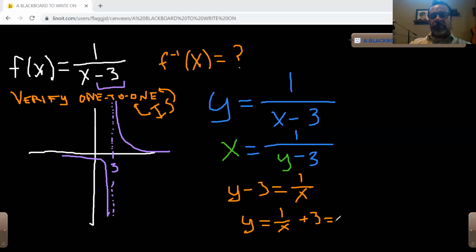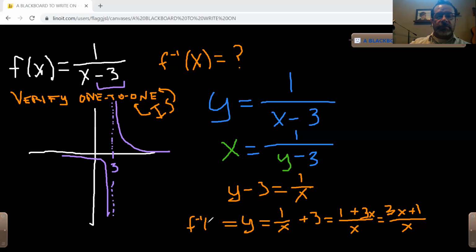which is the same. If we want to not leave that as a fraction, we could say that this is the same as having 1 plus 3x, which in itself is also the same as 3x plus 1, divided by x. And this would be the inverse of the function. Okay.